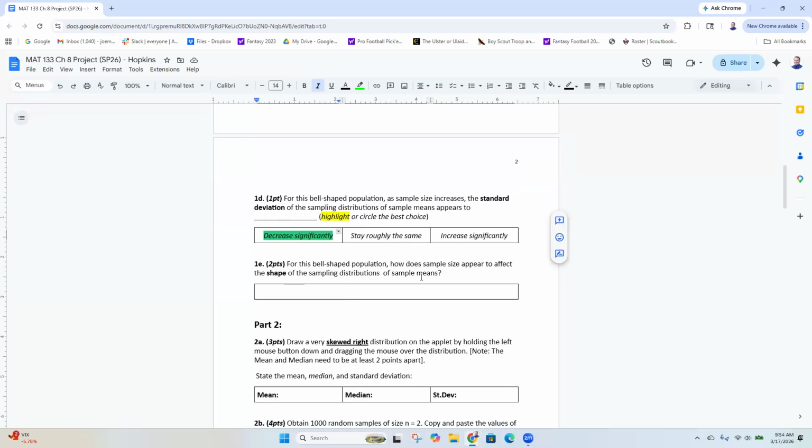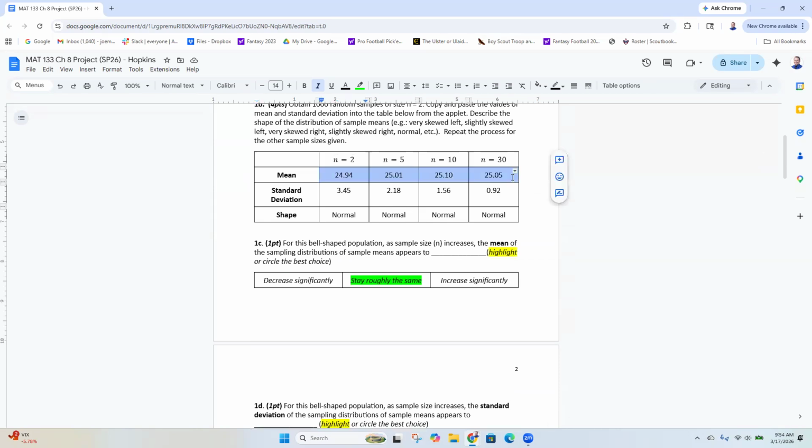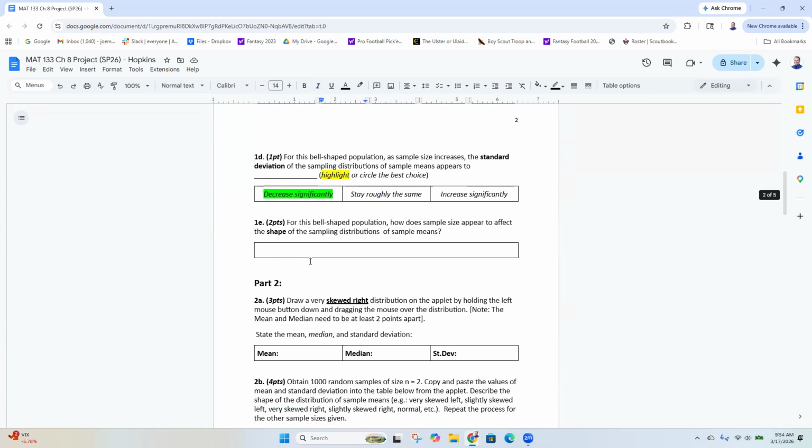All right, for this bell-shaped population, how does sample size appear to affect the shape? So we looked at the means. Those all stayed the same. Standard deviations, those went down, and the shape stayed the same, right? How does sample size appear to affect the shape? Sam: as sample size increases, the shape stays normal.